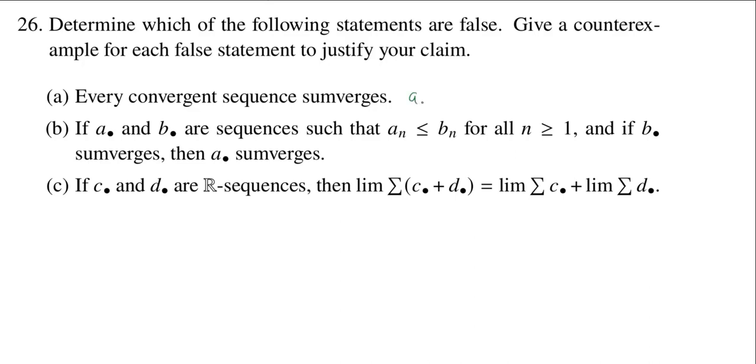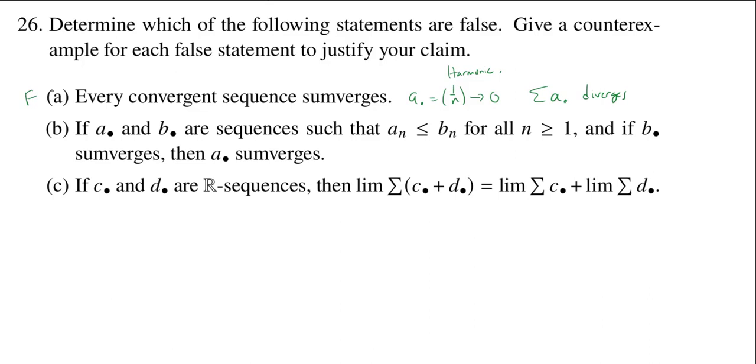All right, so we could take, for example, the harmonic sequence. This is a convergent sequence, converges to 0. However, the sum sequence diverges. Okay, this is the harmonic. All right, so this one is definitely false. All right, the next one. If you have 2 sequences, A and B, such that term by term, sequence A is bounded by sequence B, and if we know that B's sum converges, then A's sum converges.